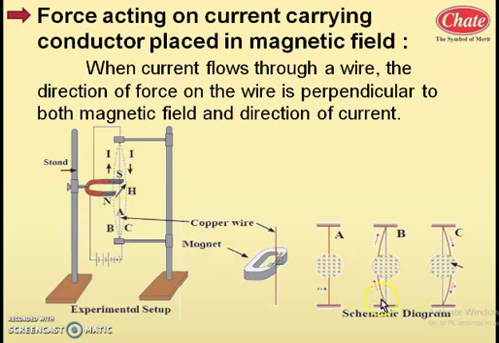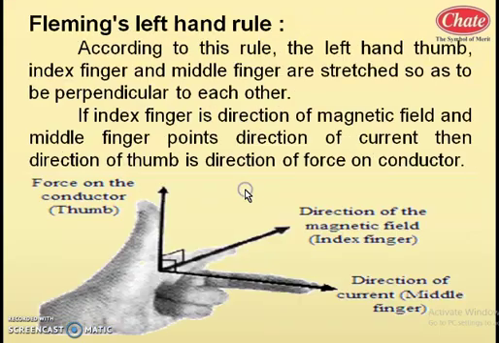Whenever the current flows from bottom to top, the conductor experiences a force toward the left. And when the current flows from top to bottom, the conductor experiences a force toward the right. So this is the activity. Now what is the relation between the direction of force, the direction of current and the direction of the external magnetic field? That is given by a rule called Fleming's left hand rule.